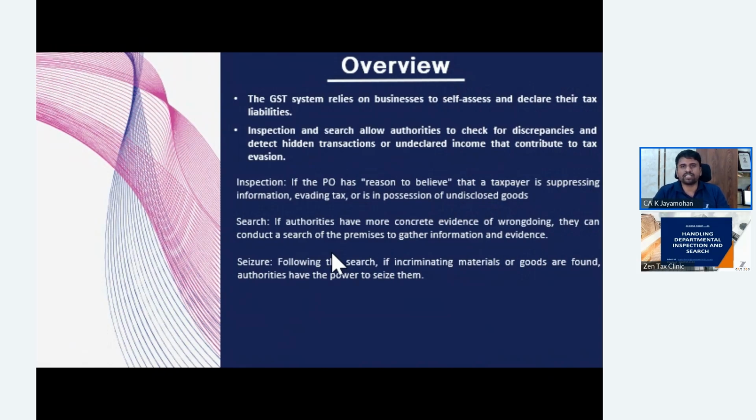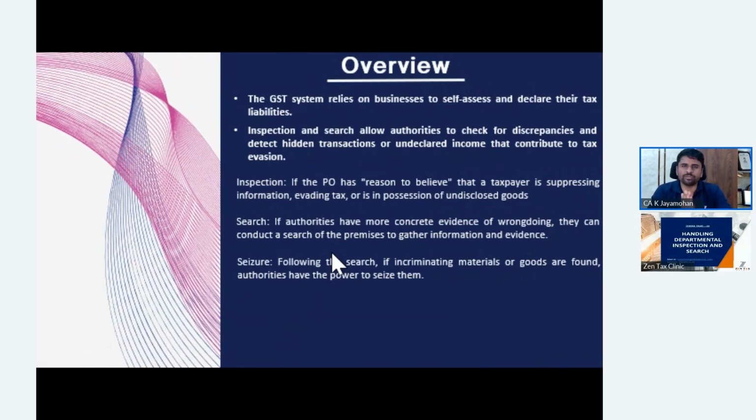How can the department ensure proper collection of revenue? They are trying to make their system robust by doing this inspection or search or seizure as per the powers given to them by law.